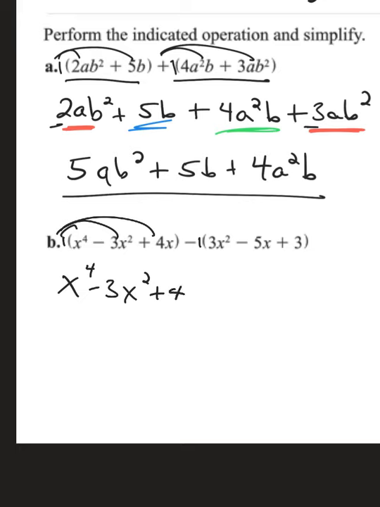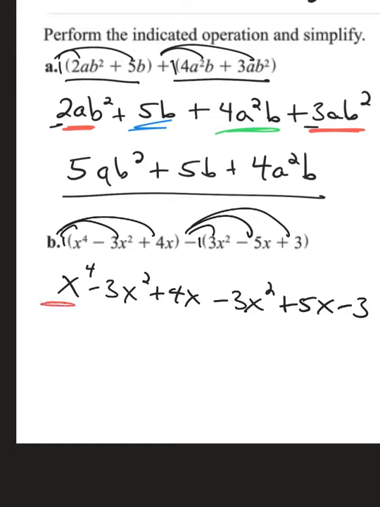And for the second set of parentheses, I'm distributing a negative 1. So I have negative 3x squared plus 5x minus 3. This negative changes all the symbols of each term inside those parentheses. Now, if I look here, x to the fourth, I don't have any other terms that are like that, so that's going to have to stay by itself.